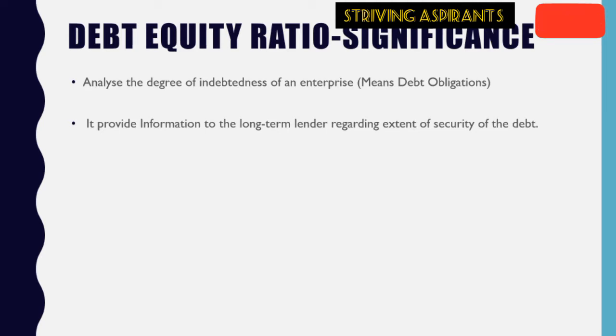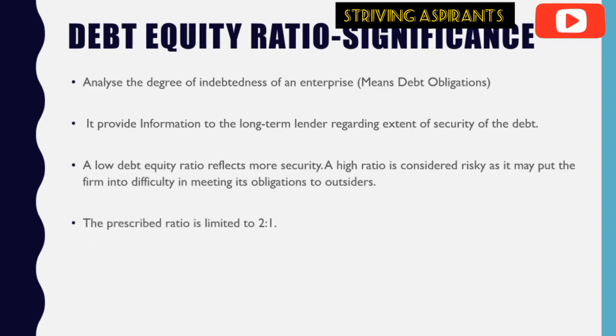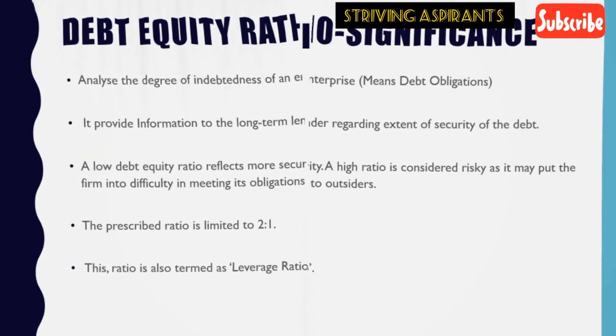A low debt equity ratio reflects more security. A high ratio is considered risky as it may put the business into difficulty in meeting its obligation to outsiders. As said before, the prescribed ratio for debt equity ratio is 2:1. This ratio is also called as leverage ratio. Let us check one example to understand debt equity ratio.